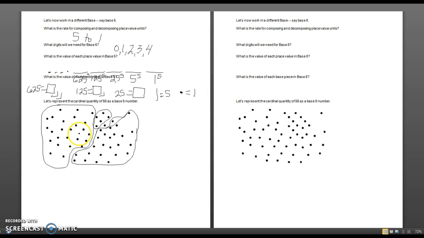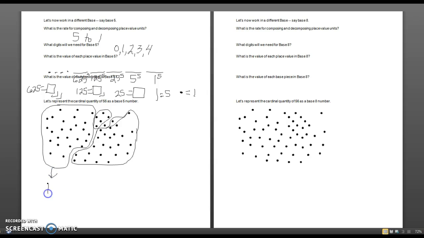So what we do is we look at 56 and we say, hey, can I make any groups of 125 out of that? Obviously not. There's not enough to do that. And I say, can I make any groups of 25 out of that? And yeah, I can do that. So this circle right here is one group of 25.